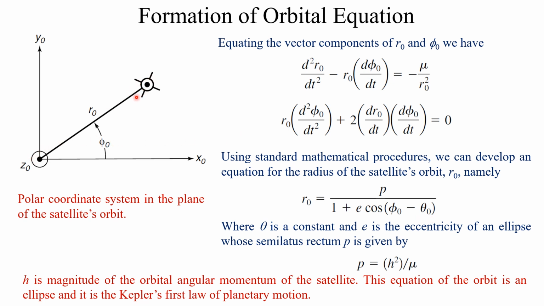so the situation is like this. This is the satellite, and this direction, that means towards us, is the direction of z0. This is x0 and this is y0. Okay, and this direction is phi0, and the distance from the origin to the satellite is r0.